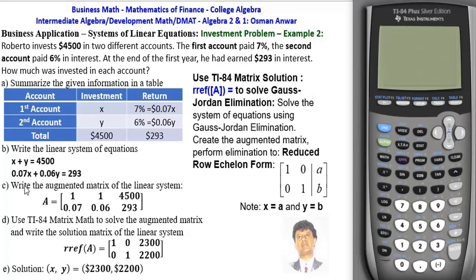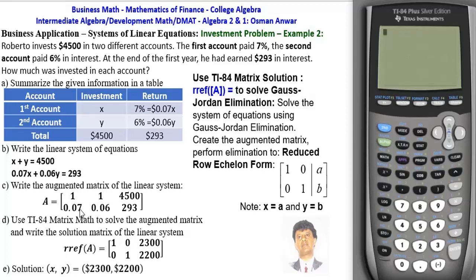We translate this into augmented matrix A. The x values are 1 and 0.07, so this is x plus y equals 4,500, 0.07x plus 0.06y is equal to 293. Okay, then you do RREF A, you get this reduced row echelon form where x is equal to 2,300 and y is 2,200. So that means in the first account, which is x, was invested 2,300.